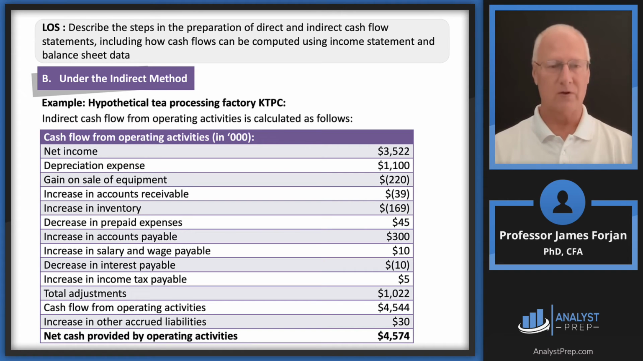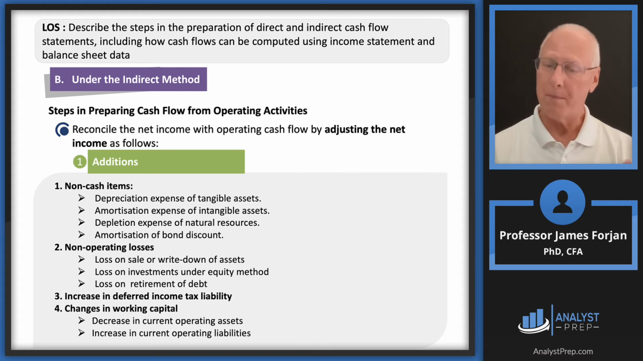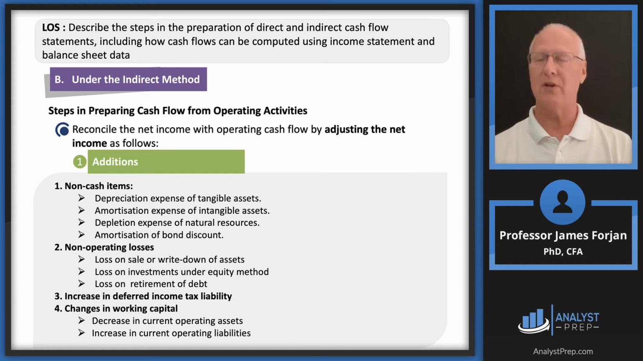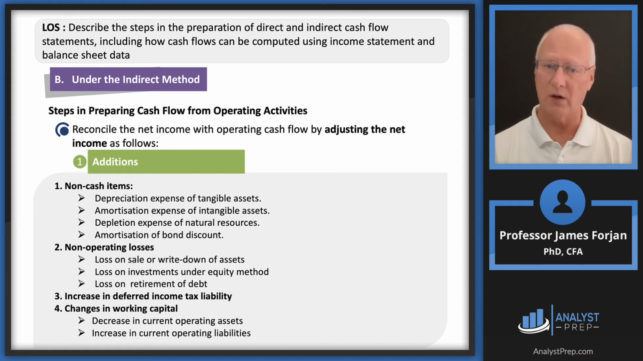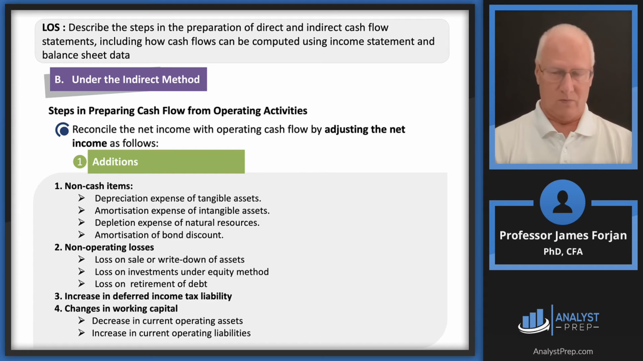So then, let me just go back here. Then we have to do all of these additions and all of these subtractions. Now, notice number one there, non-cash items. So in this example, we just have depreciation, but you can have amortization of intangible assets, which we'll talk at length about in some other learning module where we have trademarks and we have goodwill. These intangible assets, they're amortized. If we have oil or gold, we deplete that thing.